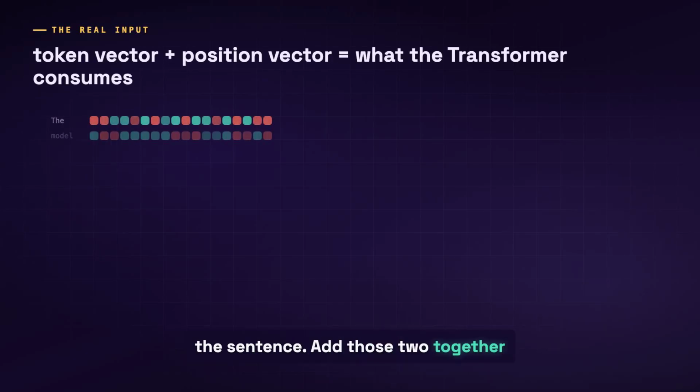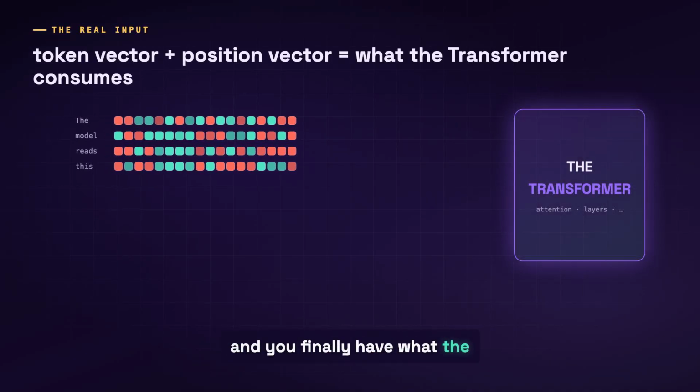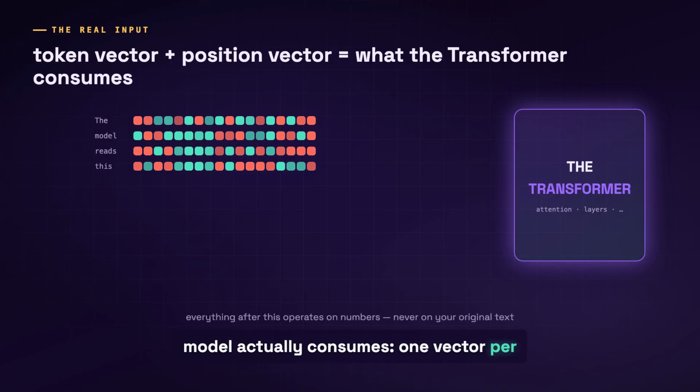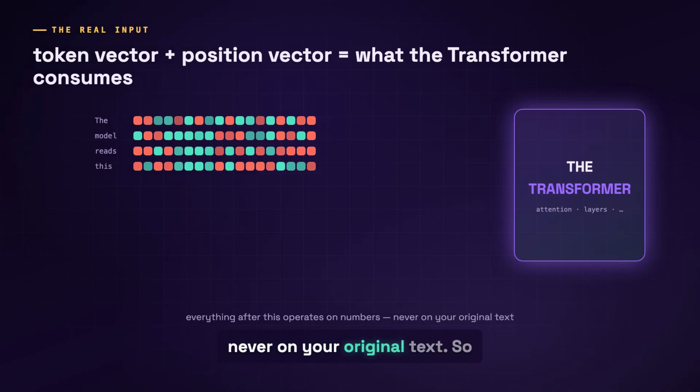Add those 2 together and you finally have what the model actually consumes, 1 vector per token that encodes both what the token means and where it sits. This stack of vectors is the true input to the transformer. Everything that follows, the attention, all of those layers, operates on these numbers, never on your original text.